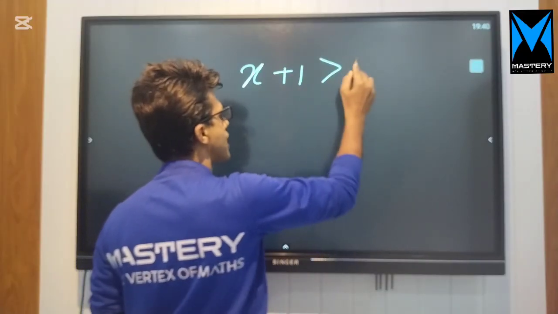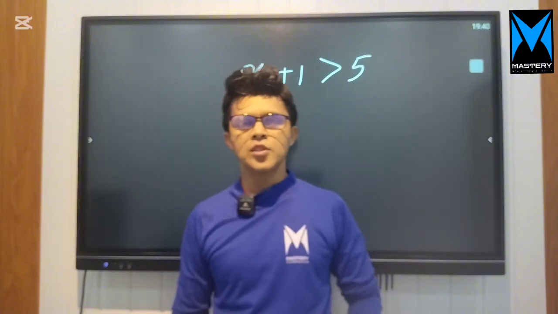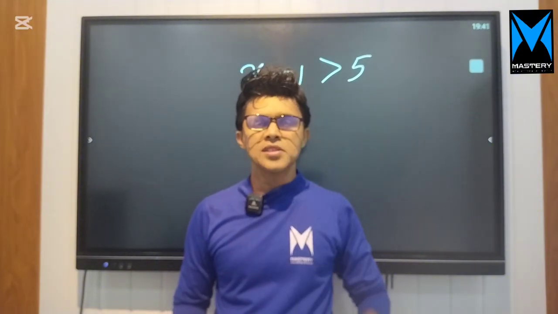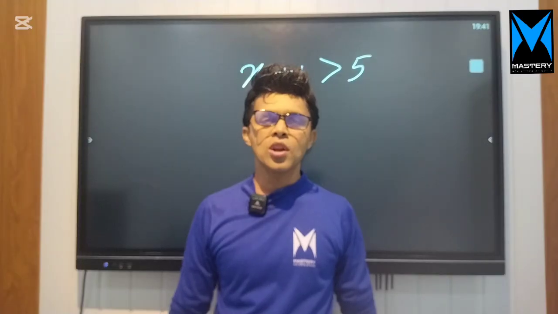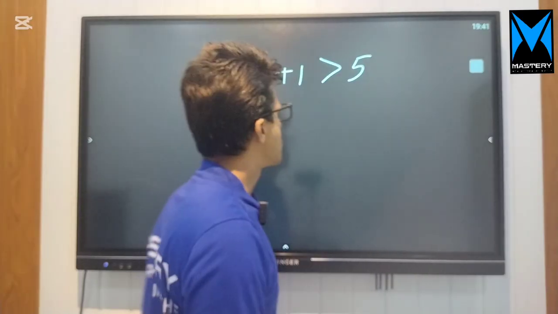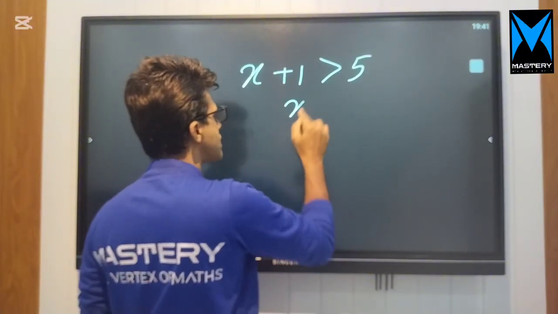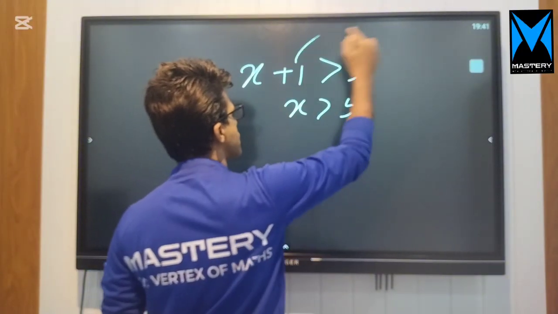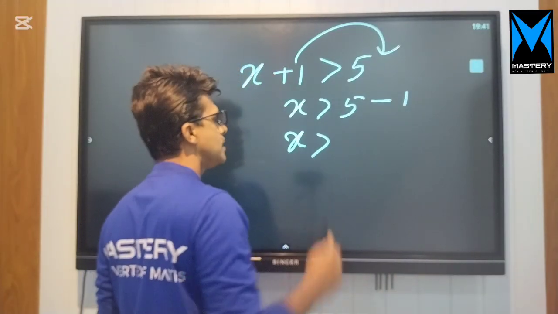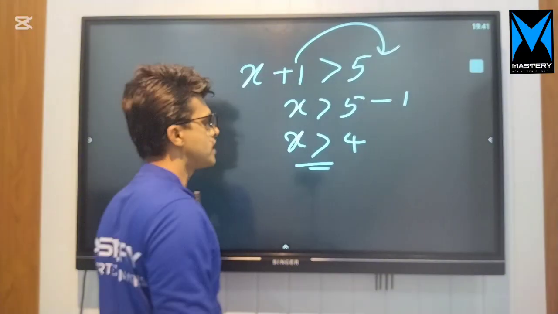Okay, so next one, how about this type: x + 1 > 5. Here is an inequality. How can you simplify this one? You could use the knowledge of equations you learned previously. So x is greater than 5, and plus 1 becomes minus 1 here. Then 5 minus 1 is 4. So this is a way of simplifying this type of inequality.